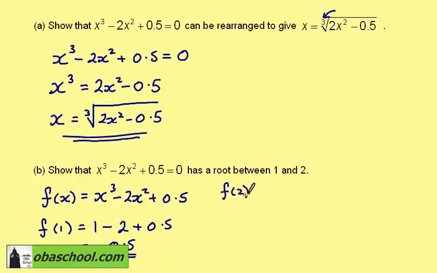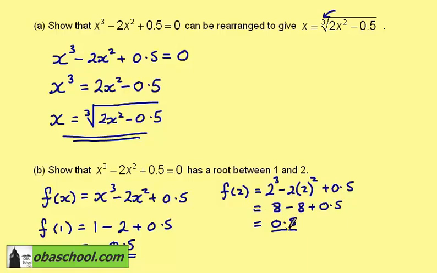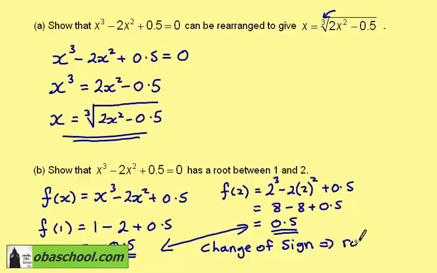f of 2 is equal to 2 cubed, take away 2 times 2 squared, plus 0.5, and this comes to 8, take away 8 plus 0.5, which is 0.5. So we have a change in sign, and we know that a change in sign implies a root. So we must have a root between 1 and 2.